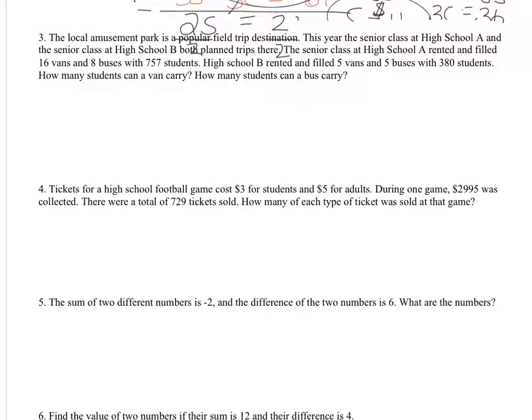I'm going to look at this problem, and I want to cross out useless information. The local amusement park is a popular field trip destination. Nobody cares. Cross it out. I'd want to go to an amusement park, but that's not going to help me solve this problem. This year, the senior class at High School A and the senior class at High School B both planned trips there. Again, I don't care. Good for them.